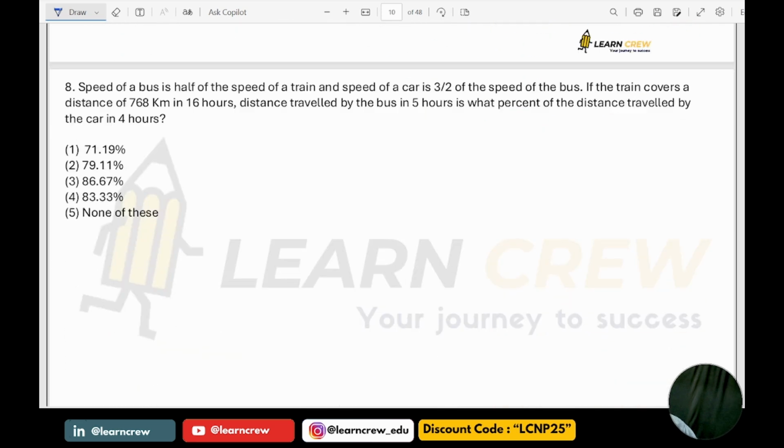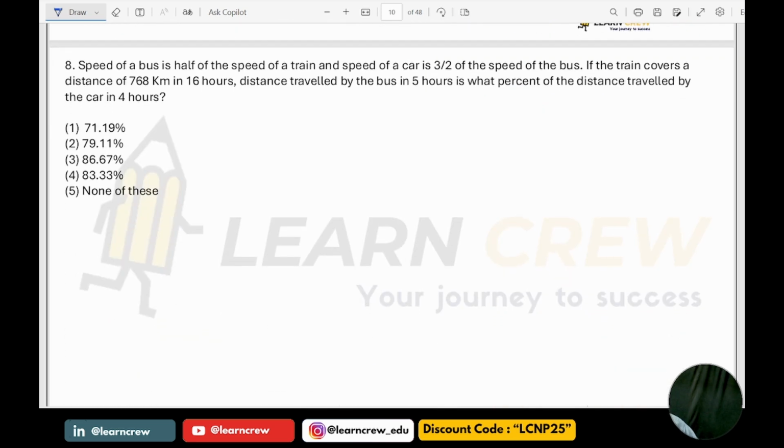So next question. The speed of a bus is half of the speed of the train, and the speed of a car is 3 by 2 of the speed of the bus. If the train covers a distance of 768 km in 16 hours, the distance travelled by the bus in 5 hours is what percentage of the distance travelled by the car in 4 hours? So it is given that the speed of the train is 768 in 16 hours, thereby 48 km per hour.